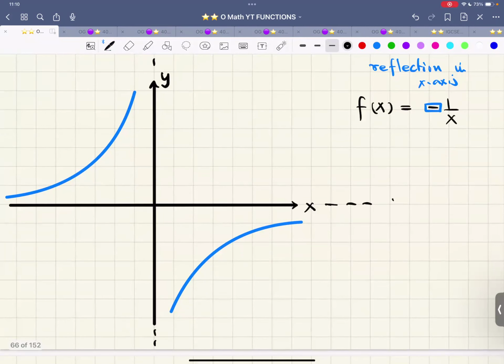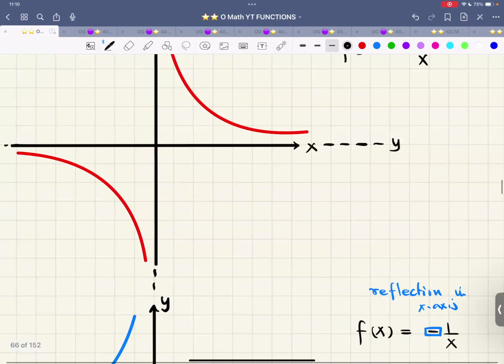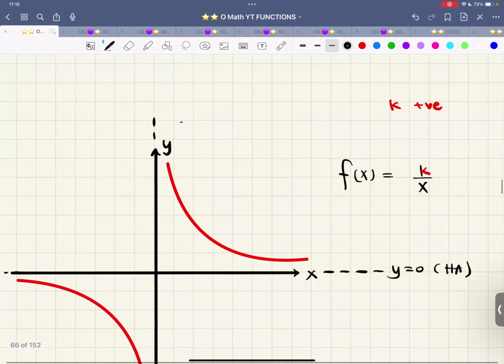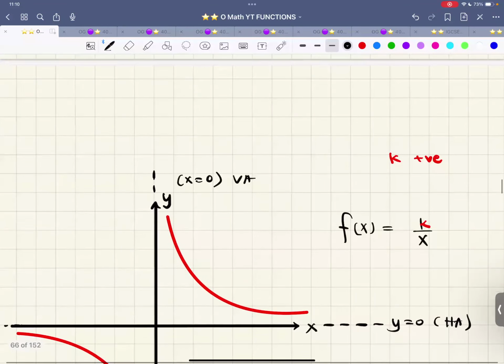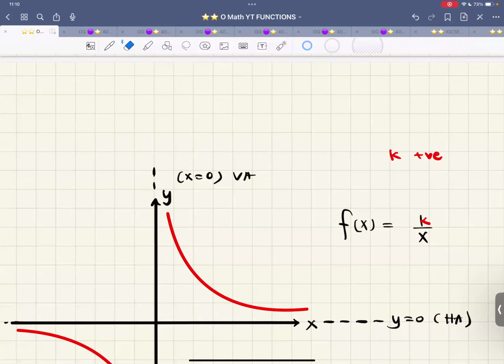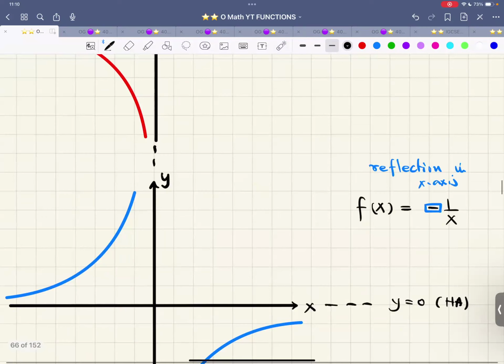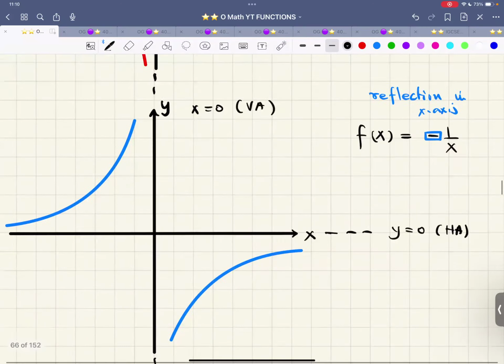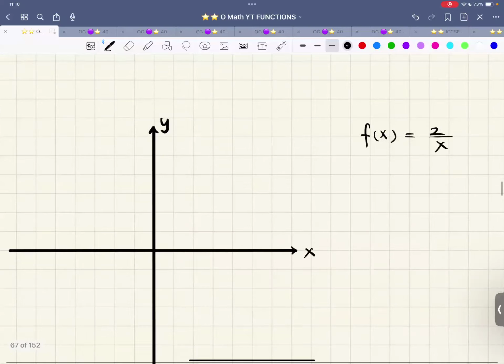So therefore, x-axis, y equals 0, horizontal asymptote. Y-axis, x equals 0, vertical asymptote. So that's how the graph is drawn.